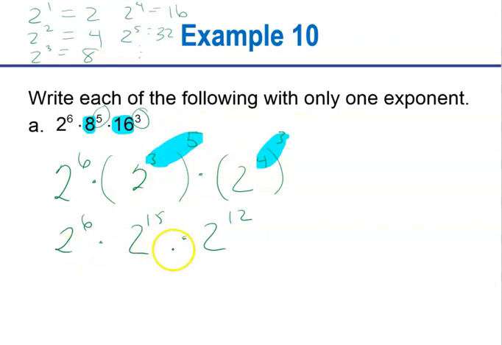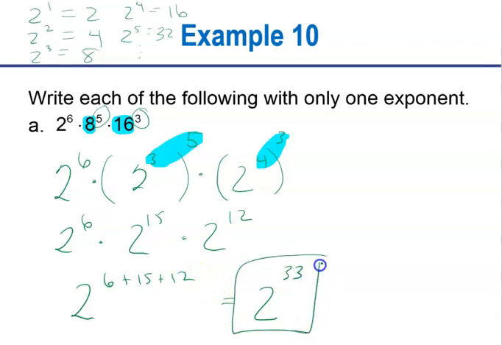Now I'm multiplying bases, and the rule there is we add exponents. So this is 2 to the 6 plus 15 plus 12, which is going to be 2 to the 21 plus 12, 2 to the 33rd power, which is a huge number, by the way. We're just going to keep it as 2 to the 33. When you get a minute, type that in your calculator and see how big that thing is.